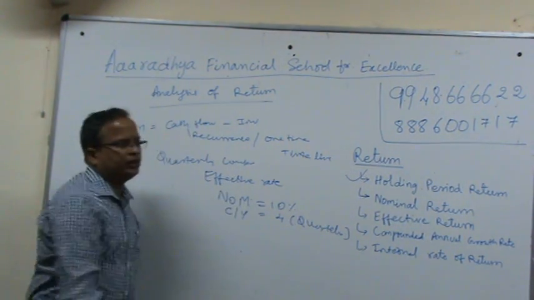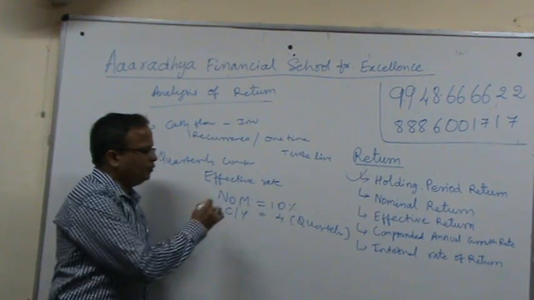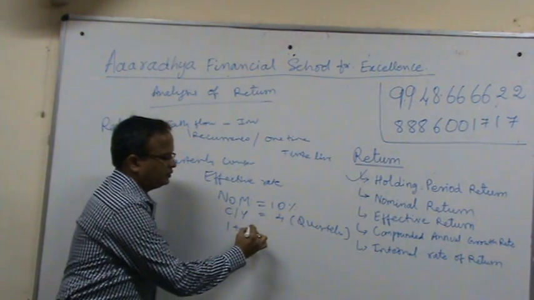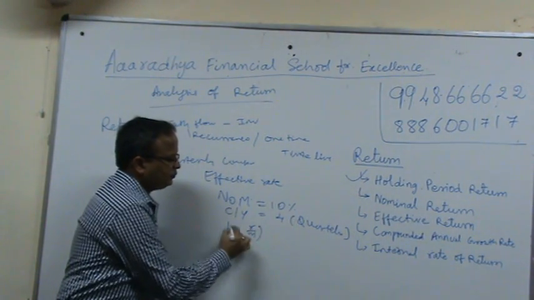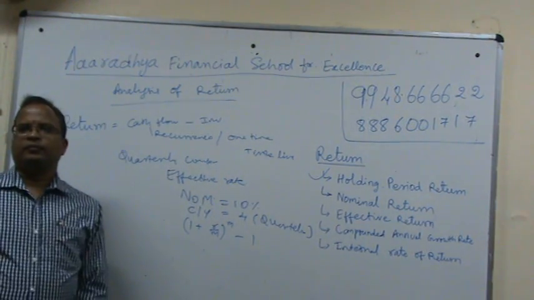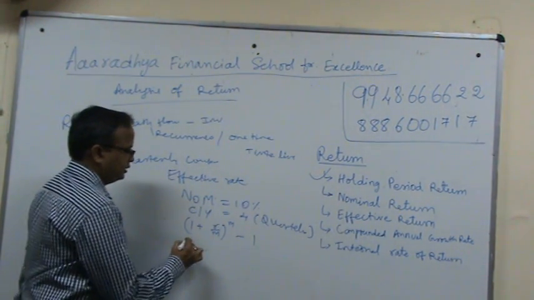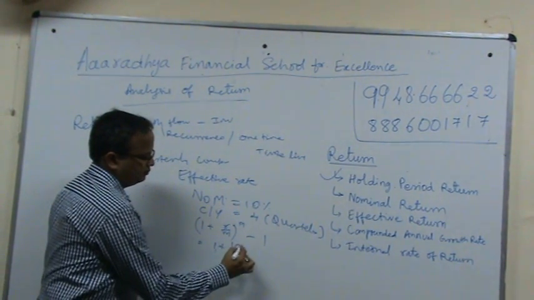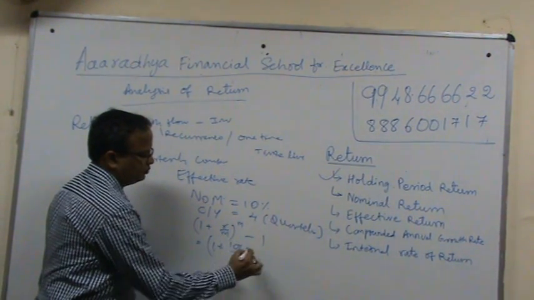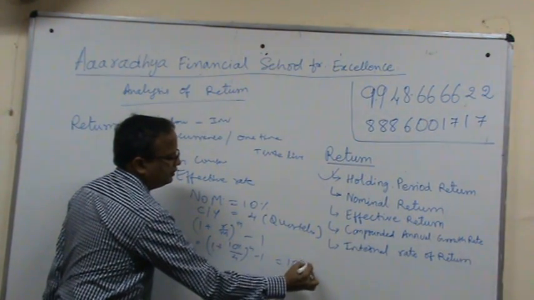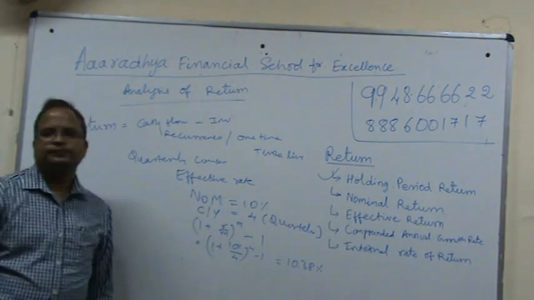Now when you are compounding quarterly, what will happen? We use this effective rate as 1 plus R by M raised to the power of M, minus 1. Now when you do this, you will get 1 plus R, which is 10% divided by 4, raised to the power of 4, minus 1. This roughly comes to 10.38 in percentage terms.